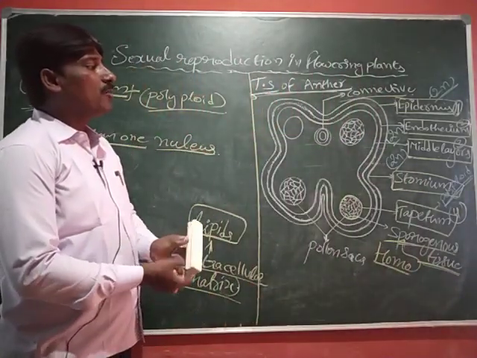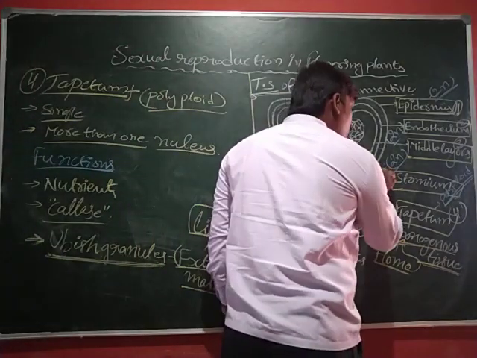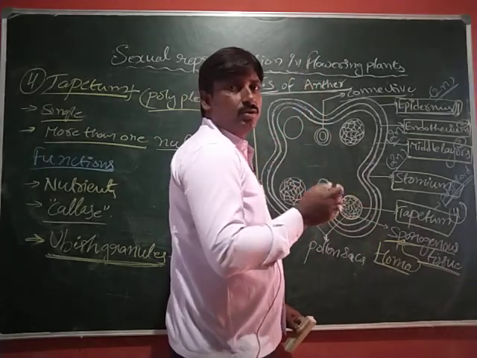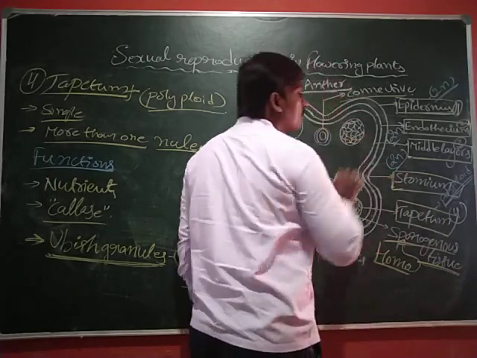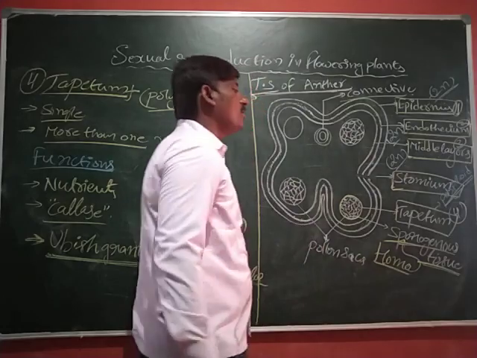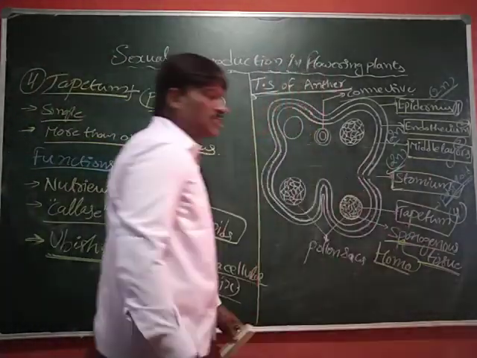So hygroscopic means dry in nature. And the region of stomium consists of thin walled cells. Due to the presence of thin walled cells in the stomium region, it helps in the rupture of anther, or dehiscence of anther. This is the brief account of stomium.